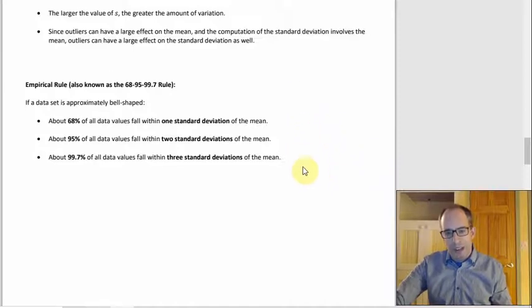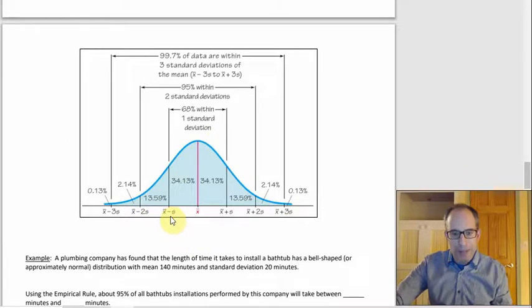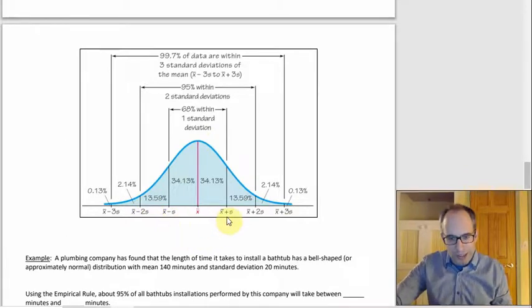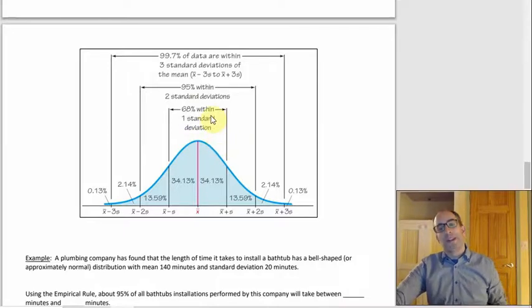So you can see it like this with the bullet points, or you can see it like this with the picture. So there's the mean in the middle, right? This one's a perfect bell shape, but x minus s is 1 standard deviation below the mean, x plus s is 1 standard deviation above. So within 1 standard deviation would be between x minus s and x plus s. You get about 68% of your data in there.